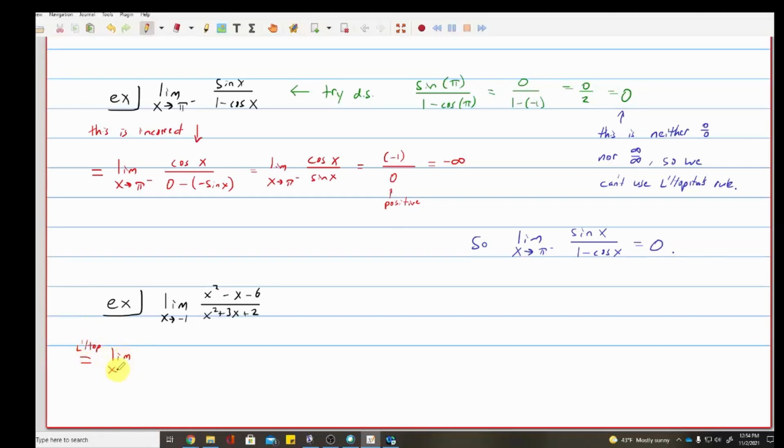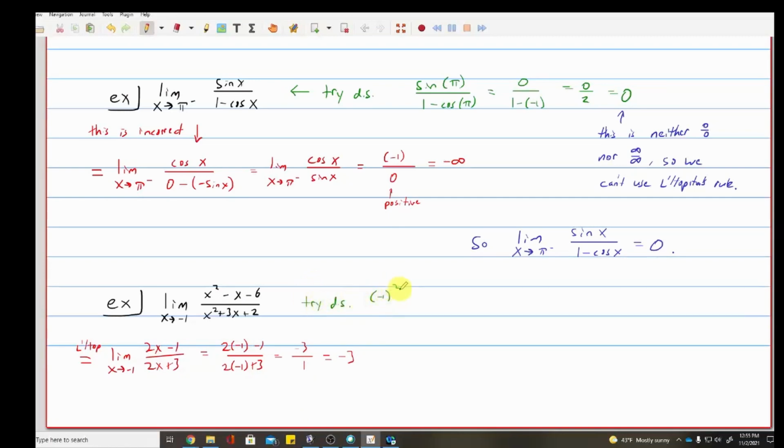And I get the limit as x approaches -1, 2x minus 1 on top, 2x plus 3 on bottom. And now I plug in. Two times -1 is -2, minus 1 is -3. -2 plus 3 is +1. So we just end up with -3. Okay, and that's incorrect.